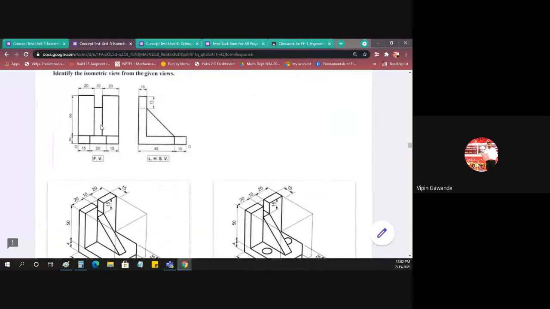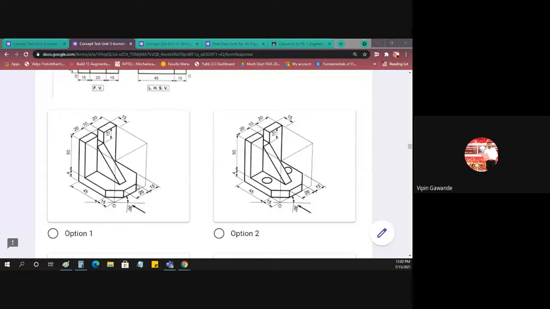Then go for the next problem now. Here we have been given the front view and the left hand side view. Now let us check this. First we'll check the bottom rectangles. 1, 2, 3 rectangles are there. So let us check here: 1, 2, and 3. So here 3 rectangles are there.